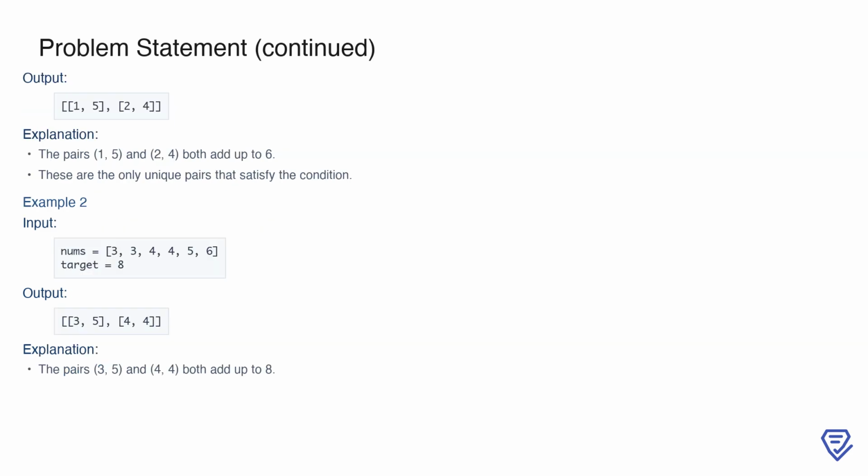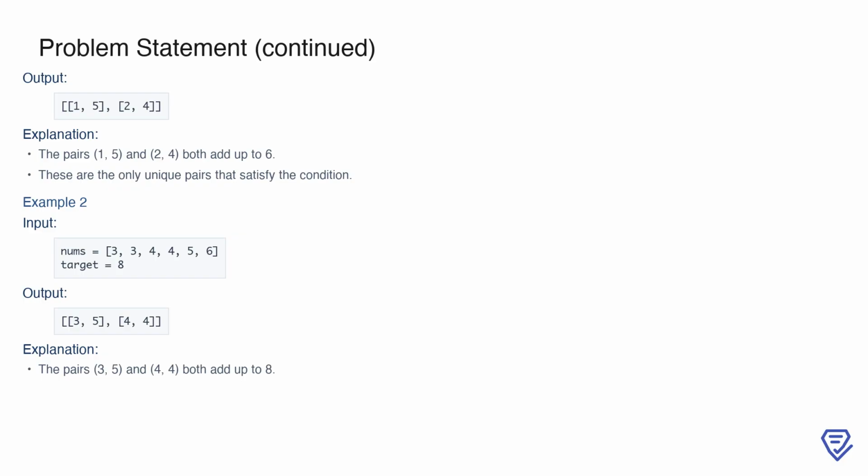To clarify with an example, if the input array nums is 1, 2, 3, 4, 5, and the target value is 6, the output would be 1, 5, 2, 4. Here, the pairs 1, 5, and 2, 4 both add up to 6, and no other unique pairs can be formed that satisfy this condition. In another example, if the input array is 3, 3, 4, 4, 5, 6, with a target of 8, the output would be 3, 5, 4, 4. This is because the pairs 3, 5, and 4, 4 are the only ones that add up to 8.